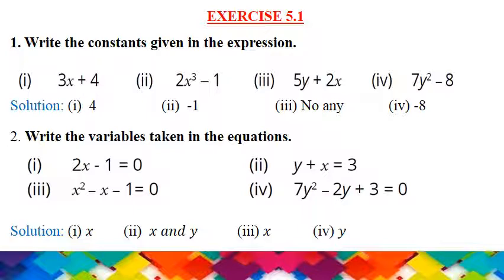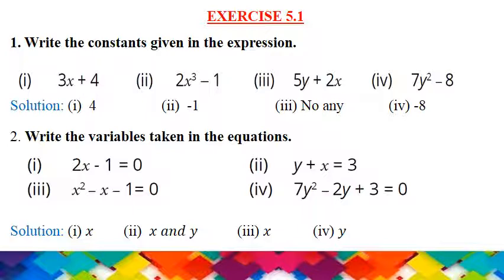In the second question we have to write the variables in the given equations. In the number 1, 2x minus 1. So as I told you that variables are the values which are unknown, or we have to find the value, or we can say the values which are denoted by alphabets or English letters. So in the first question the letter which is used is x.